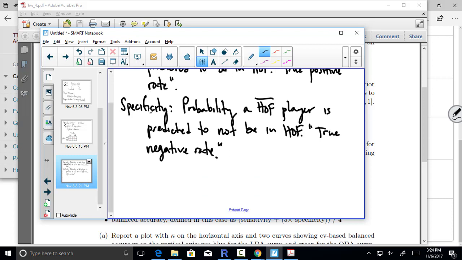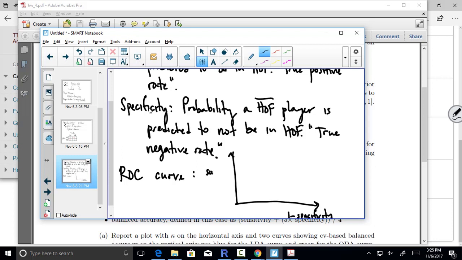There is a picture-based way to visualize the trade-off between sensitivity and specificity. It's called an ROC curve. And what it is, is just a plot of 1 minus specificity on the horizontal axis and sensitivity on the vertical axis.